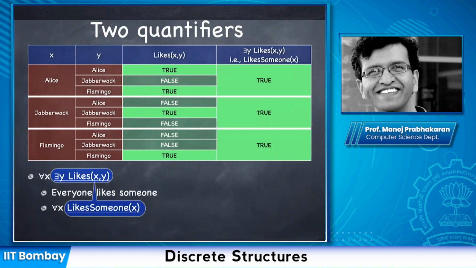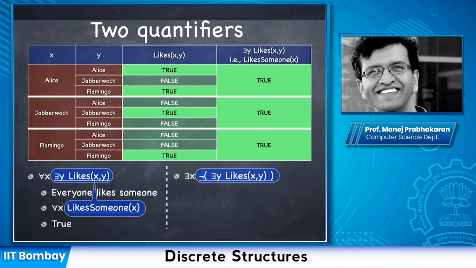And we have seen that this is a true statement, because indeed for all x, this predicate, there exists y such that x likes y, evaluates to true, right? Because there is at least one true entry in each of these sets of 3 rows. So it is a true proposition. What does its reflection look like?